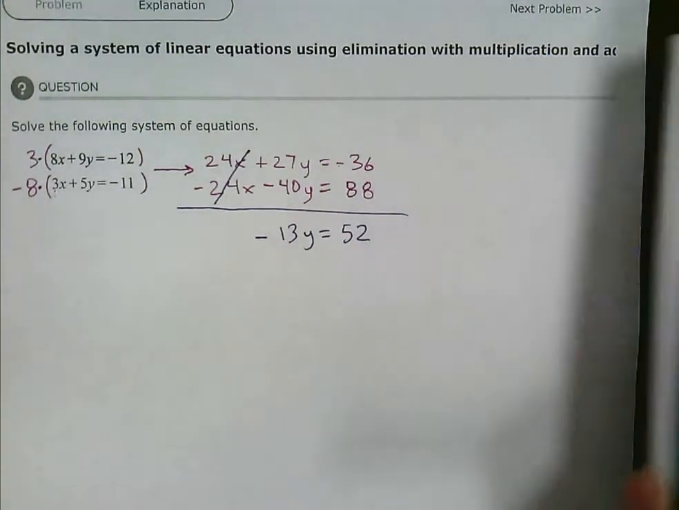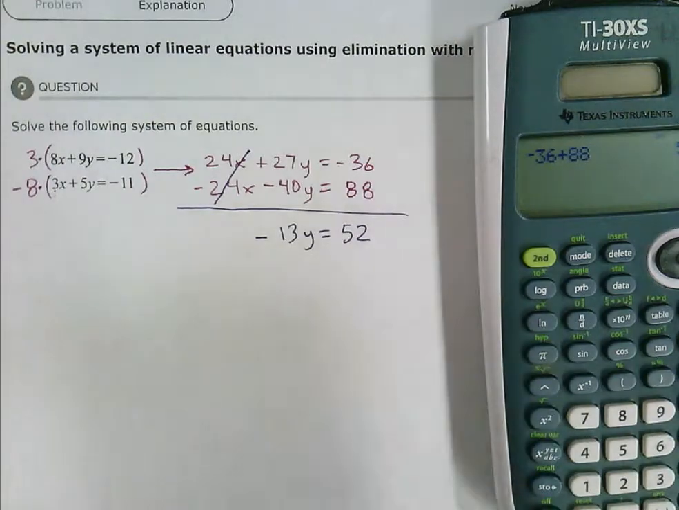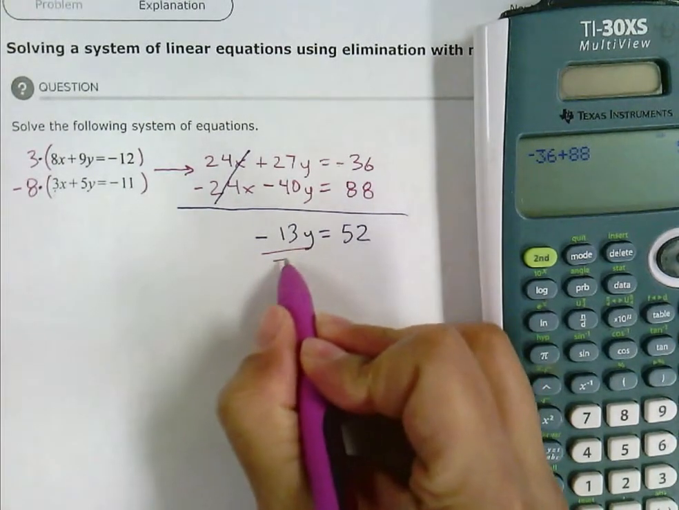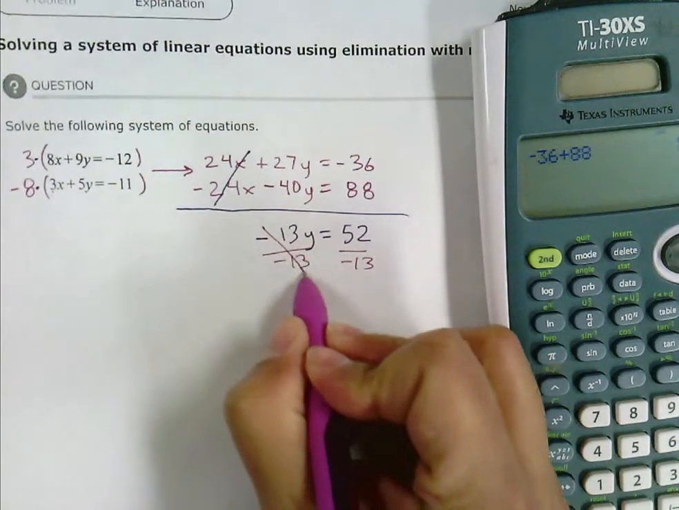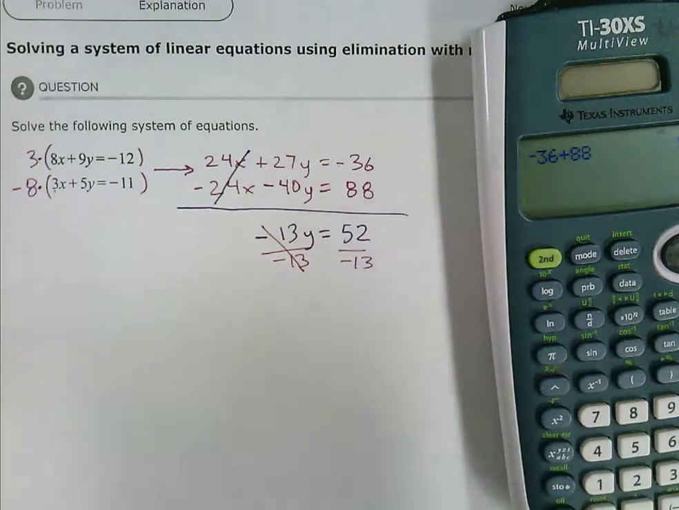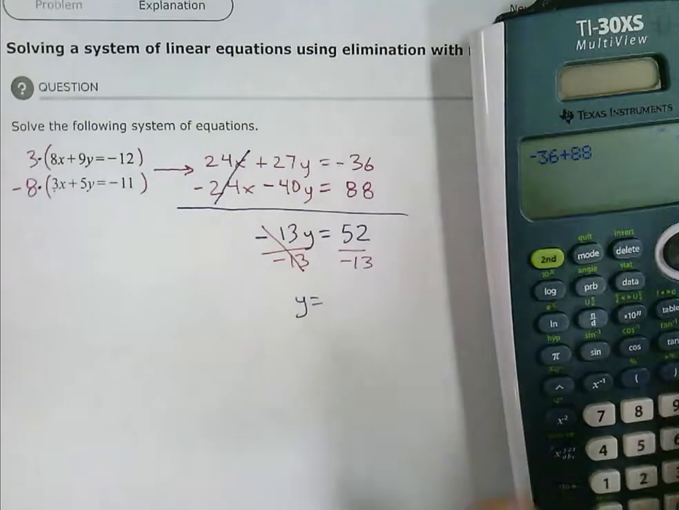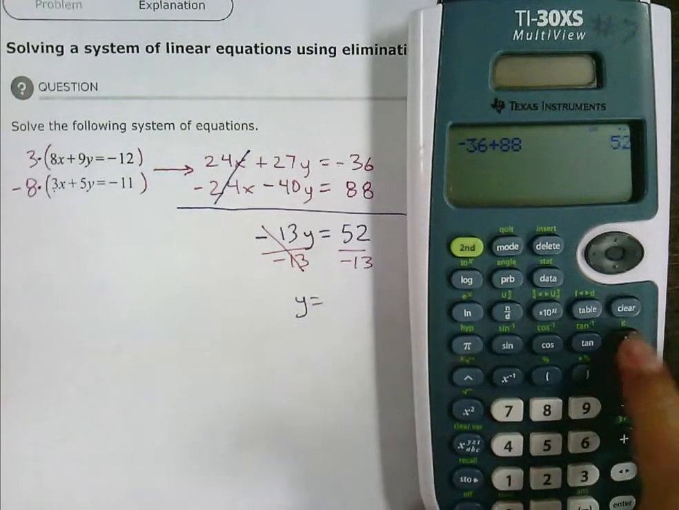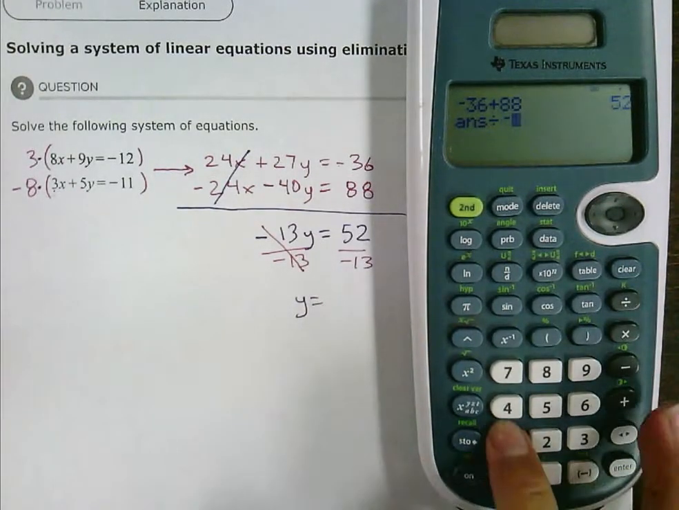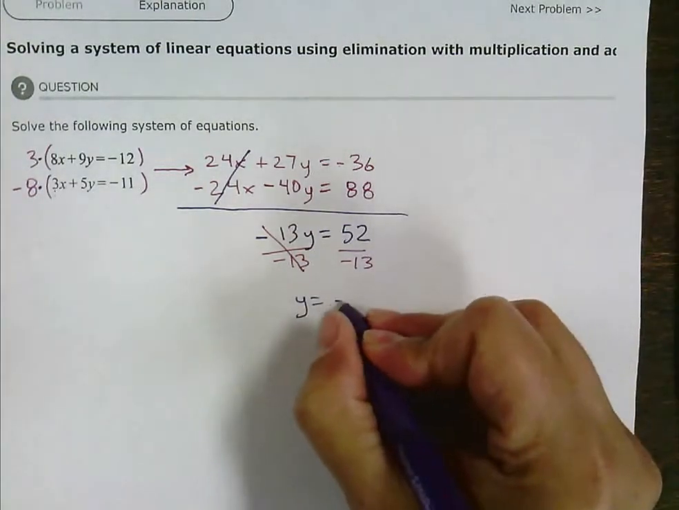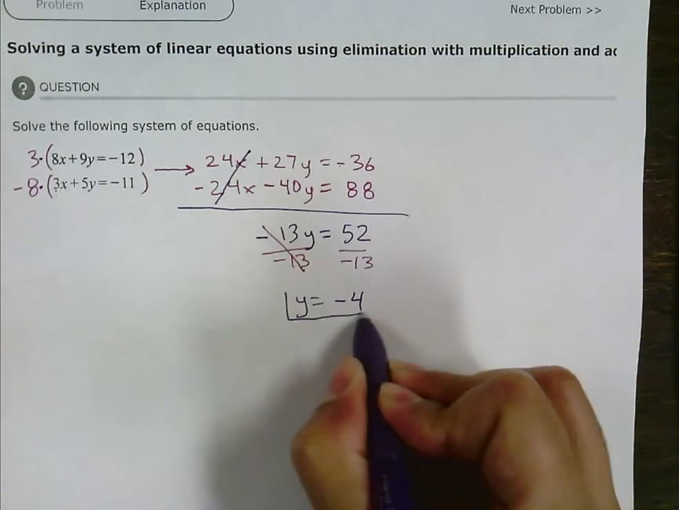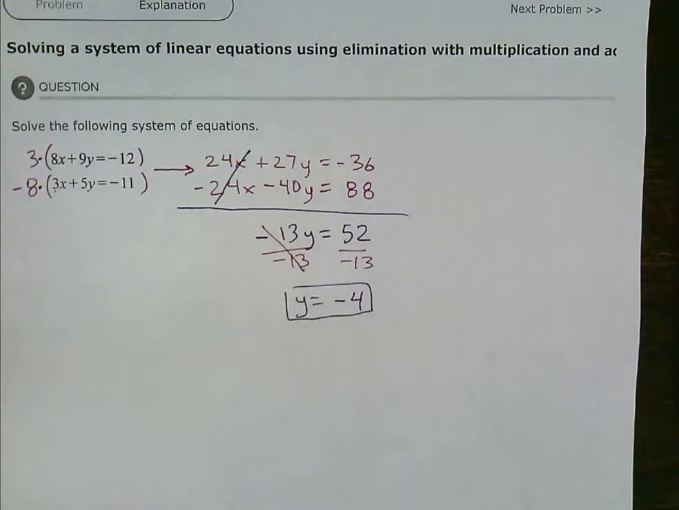Now you're ready to divide. Let's cancel the negative 13 in front of the y by dividing both sides of the equation by negative 13. The result is y equal to 52 divided by negative 13. You get negative 4. We now have the y value of our solution. We are ready to find the x value.